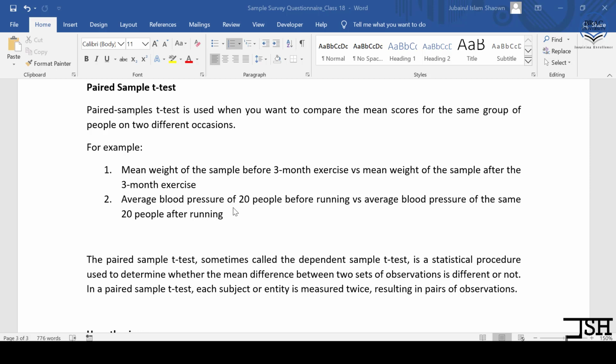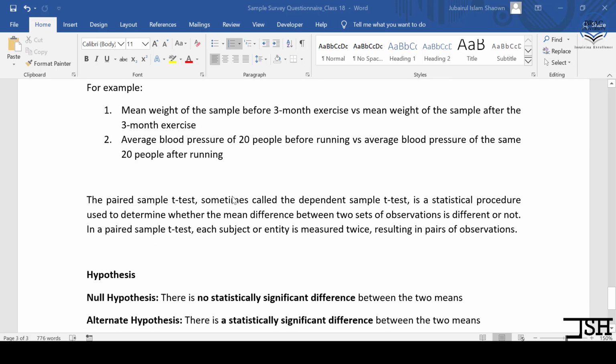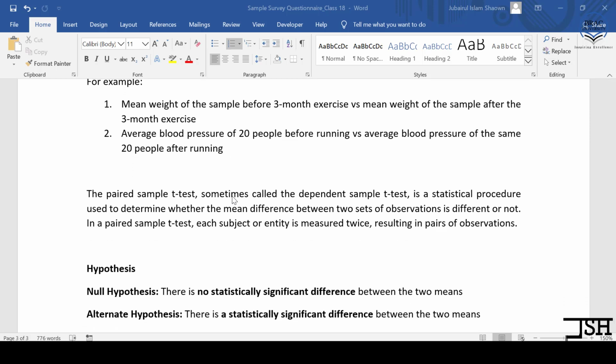Now that we know the basic concept, let's take a look at the hypothesis next. What will be the hypothesis for this paired sample t-test? The good news is, for this t-test as well, the null and alternate hypothesis looks exactly the same as it did before in the case of one sample t-test. So the null hypothesis would be there is no statistically significant difference between the two means, and alternate hypothesis would be there is a statistically significant difference between the two means. So it's exactly the same. Why? Because we are measuring the difference between two means again. But here, these two means are collected from the same sample on two different occasions.